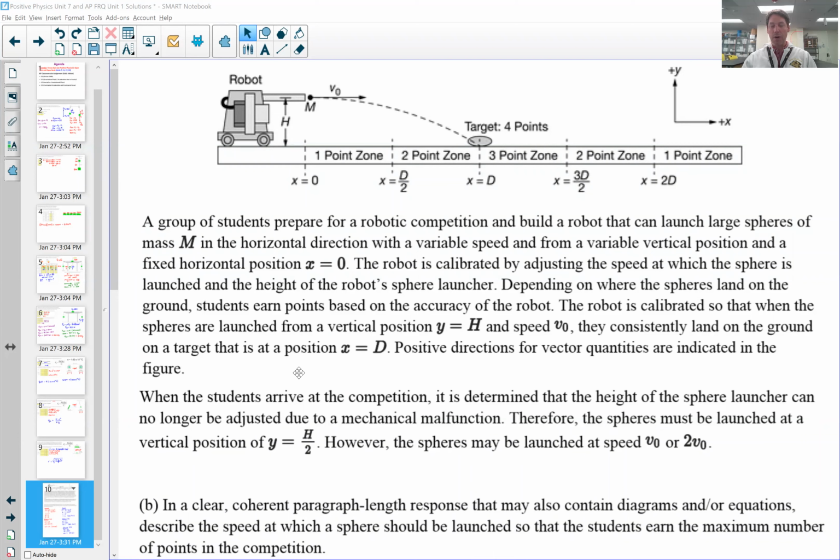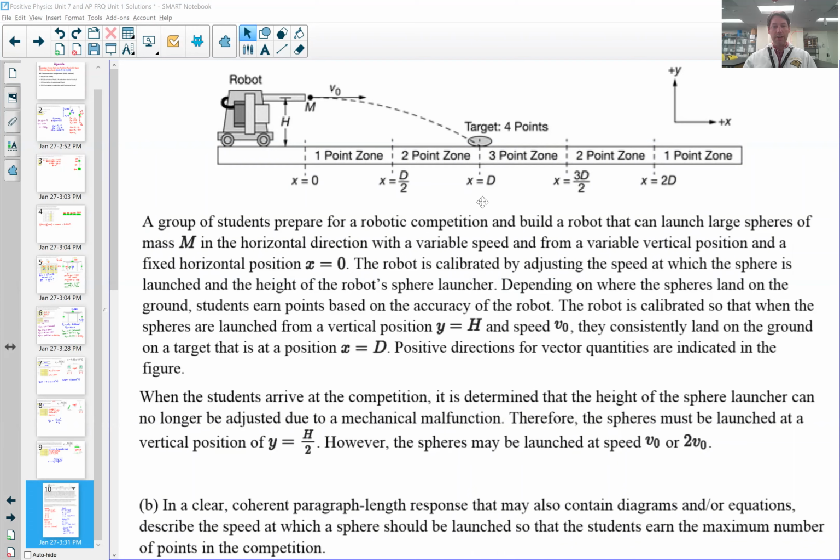Positive directions for vector quantities are indicated in the figure, and you can see up in the right-hand corner, it shows up and right are positive. When the students arrive at the competition, it's determined that the height of the sphere launcher can no longer be adjusted due to a mechanical malfunction. Therefore, the spheres must be launched at a vertical position of y equals h over 2. However, the spheres may be launched at speeds of v0 or 2v0.